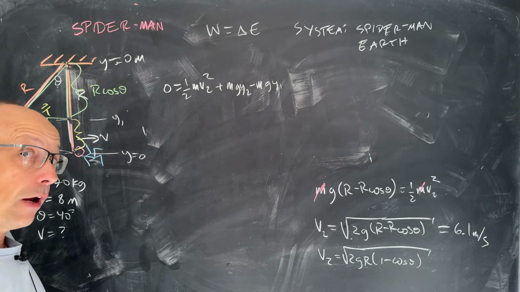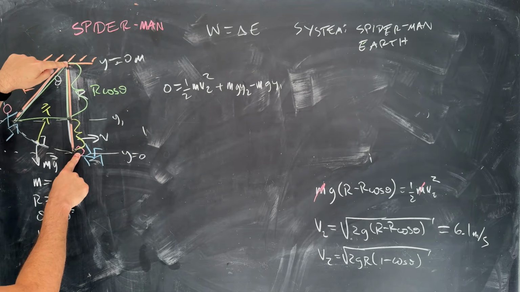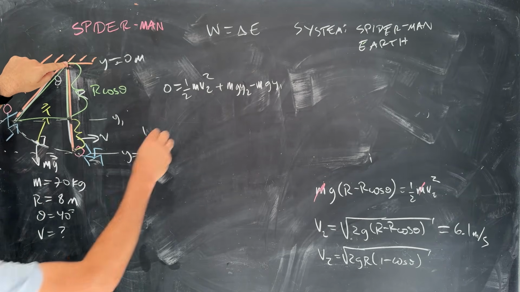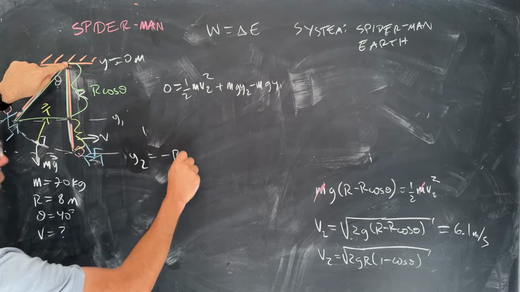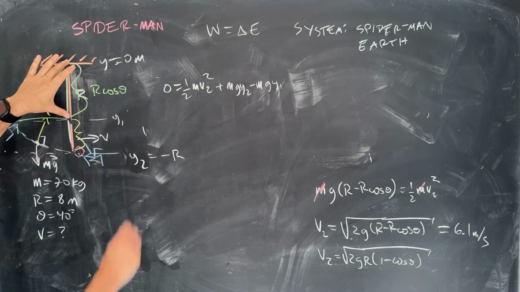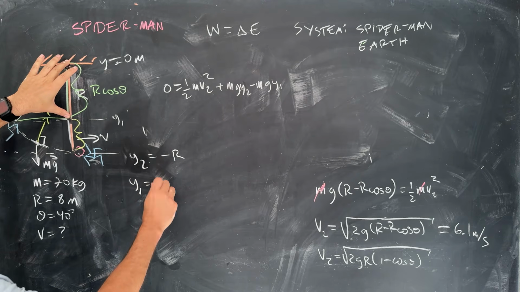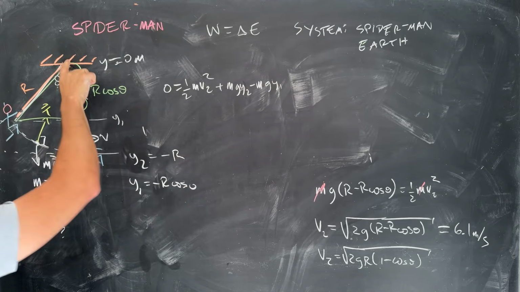Now, I need to find y1 and y2. So up here, you notice that now y2 is down here. What's the value for y2? That's pretty easy. So now I can say y2 is going to be negative r. If that's y equals 0, that's negative r. And then I need to find this value of y. Well, that's just this part right here. So y1 is going to be equal to negative r cosine theta.